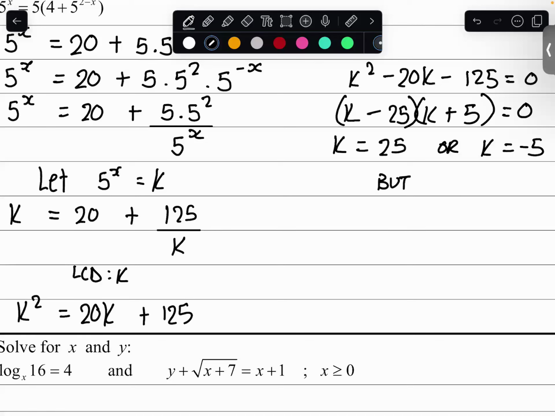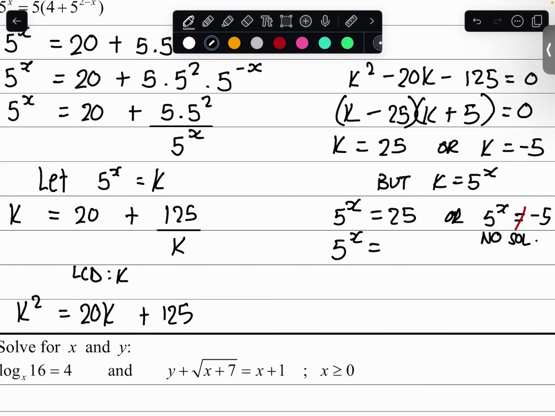But k is equal to 5 to the x, right? So this is 5 to the x is equal to 25, or 5 to the x is equal to minus 5. This is no solution, because a positive base raised to any exponent can never be equal to a negative number. So you cancel that out. It can also never be equal to 0. Keep that in mind. Okay, this side we can make same bases. This is 5 squared. Your bases will now fall away. x is equal to 2. That's the solution there.